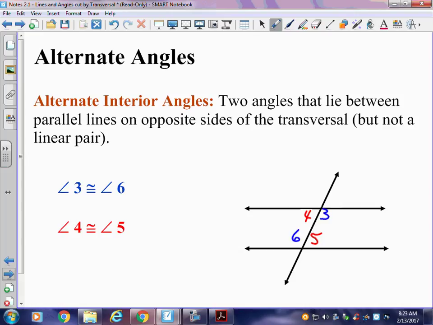See how they're between the lines, but they're on different sides of the transversal. That's what alternating means. Opposite sides of the transversal, not touching each other, but they look the same size. 3 and 6 both look obtuse. 4 and 5 both look acute.